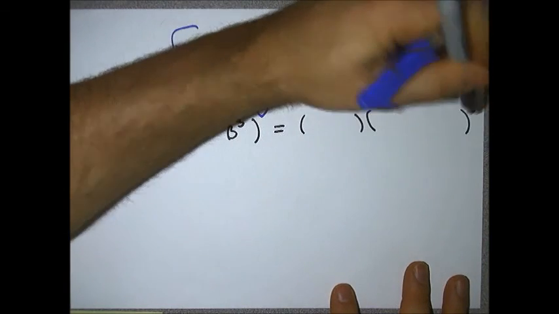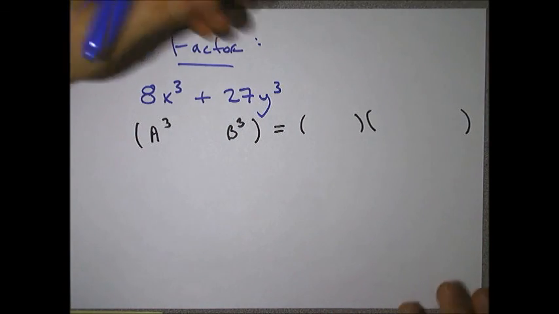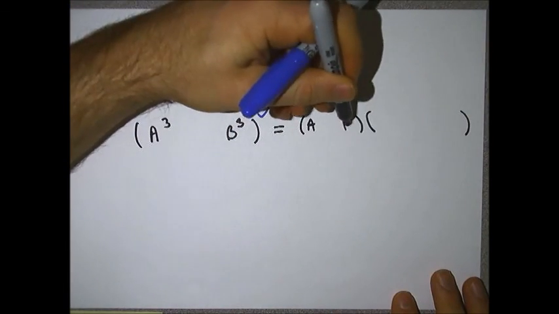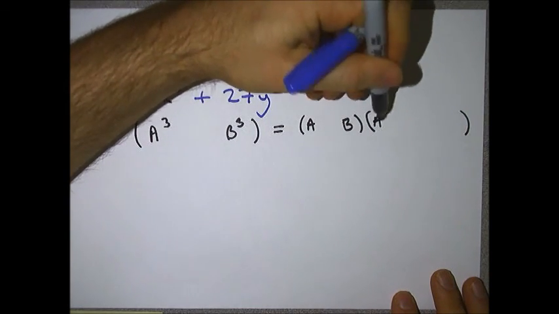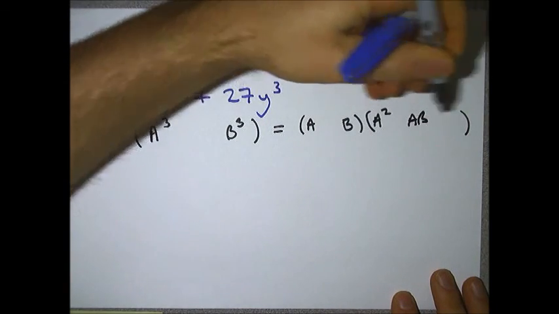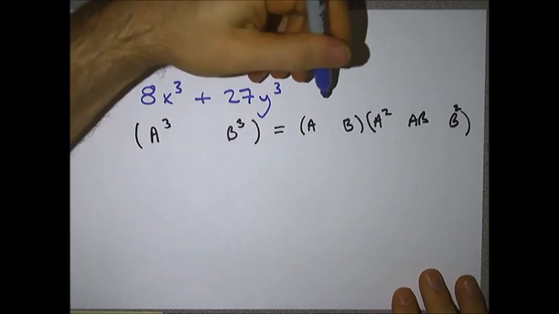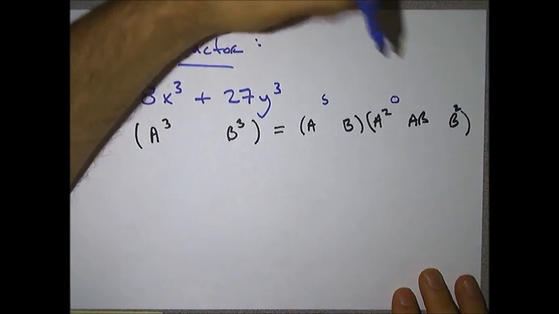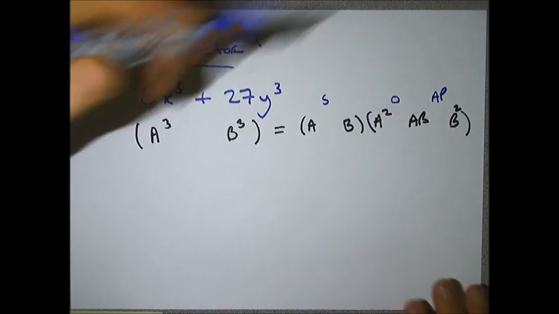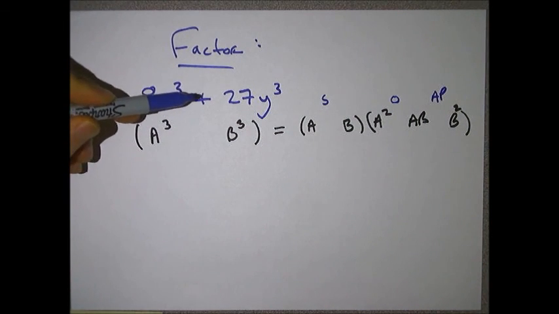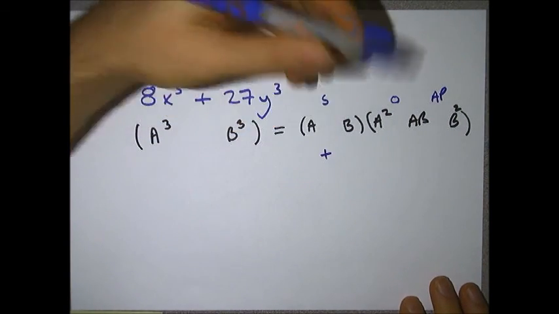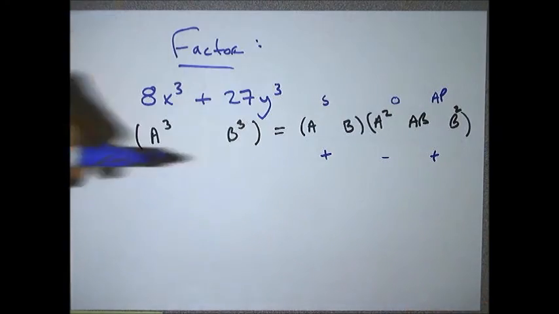So when you factor this, you have to know the blueprint, and the blueprint is small set of parentheses, large set of parentheses. And it goes a, b, a squared, ab, b squared. And for your symbols, they're going to be the same, the opposite, and always positive. The same meaning in this case it's a plus problem, so I'm going to go same, opposite, always positive.